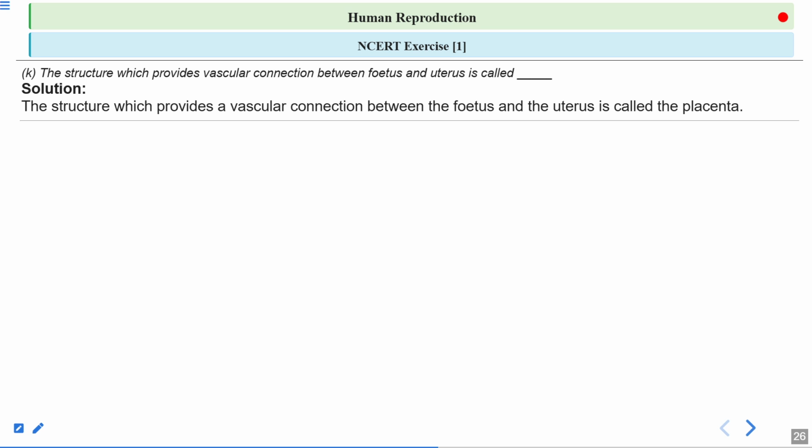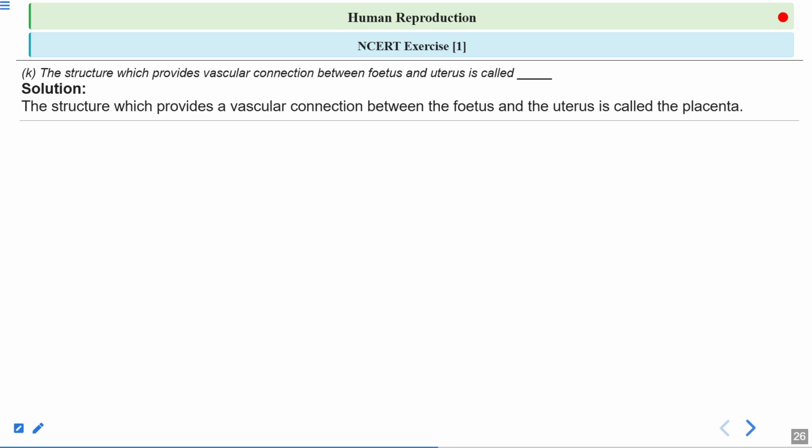So placenta provides oxygen, it supplies nutrients to the developing embryo. Because this embryo is living, it requires nutrients for its growth, it requires oxygen for doing the metabolic activities. Then because of these metabolic activities, carbon dioxide is produced and a lot of nitrogenous waste is also produced. So this has to be removed from the embryo. So placenta plays a role in this.